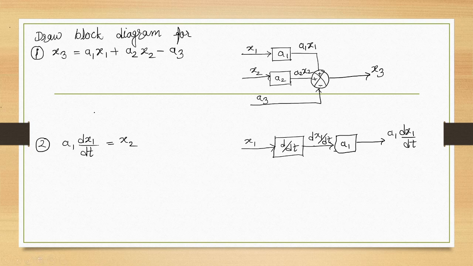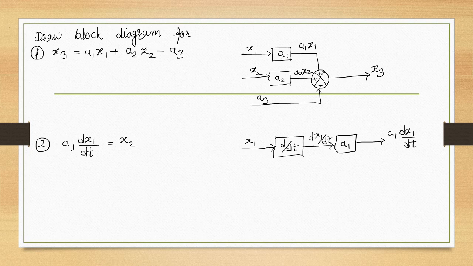Now draw the block diagram for this equation. Here a1 x1 plus a2 x2 minus a3 term. Therefore x1, x2, and a3 is negative, therefore this is a negative value, and for the a1 x1 term, we take this control element as a1, therefore multiplication is a1 x1. Similarly for a2 x2, both values are positive and a3 is negative, output is x3.